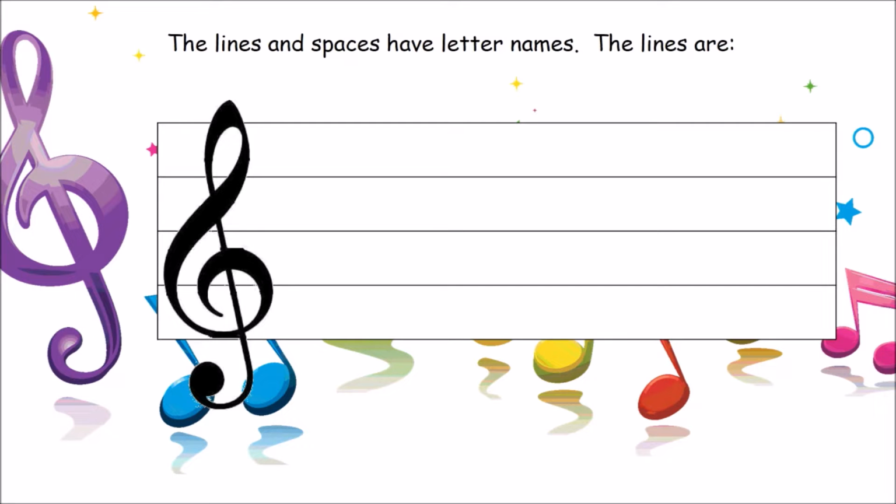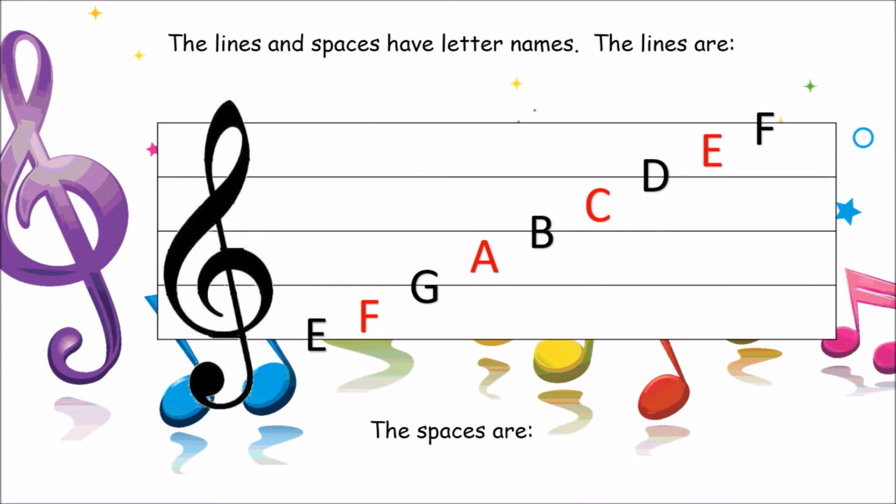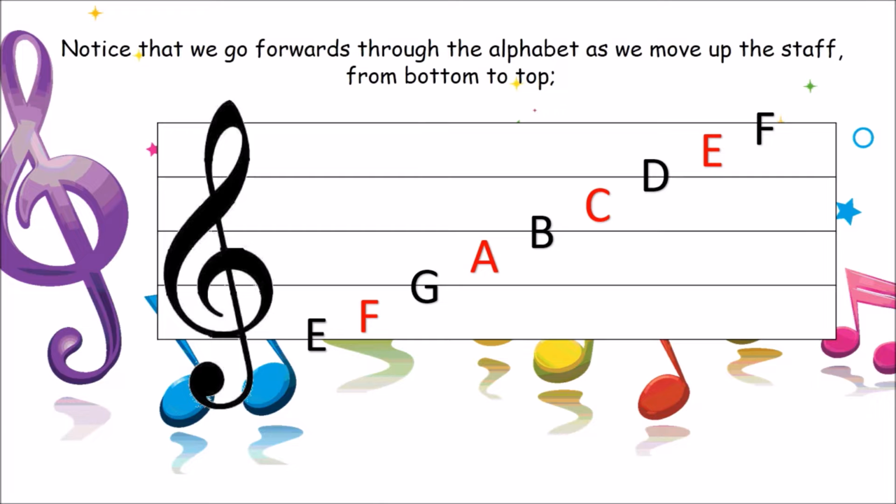The lines are E, G, B, D, F. Spaces are F, A, C, and E. Notice that we go forwards through the alphabet as we move up the staff from bottom to top. E, F, G, A, B, C, D, E, F.